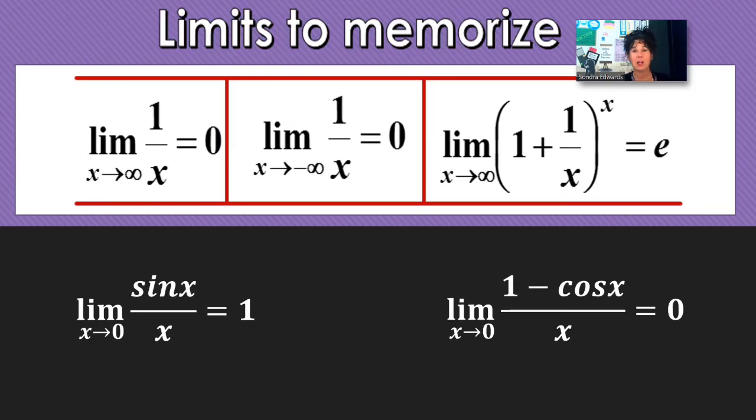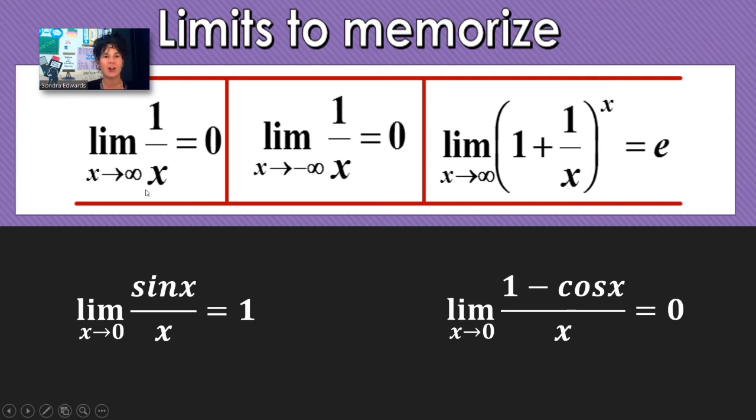There are a handful of limits that are considered limits that you just memorize, and these 5 are those limits. So you want to write these ones down. All right, you have that copied down? You can pause it if you need to.